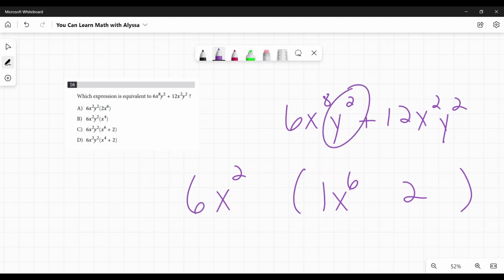On to the y's. Y squared and y squared. Hey, they're both the same. Y squared can come out. And that leaves no y squareds behind there and no y squareds behind there as well. So it's just a plus, and I don't have to have that 1. So it is just 6x squared y squared times x to the 6th plus 2. So my answer is C.